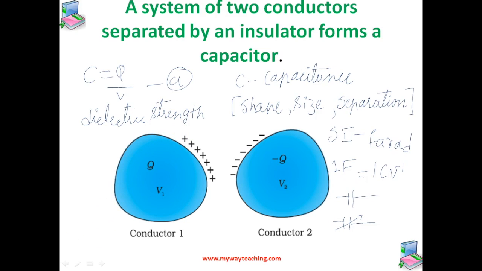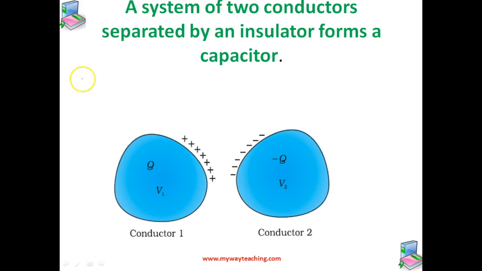The dielectric strength for air is about 3 into 10 raised to 6 volt per meter. For a separation between conductors of order 1 centimeter or so, this field corresponds to a potential difference of 3 into 10 raised to 4 volt between the conductors.